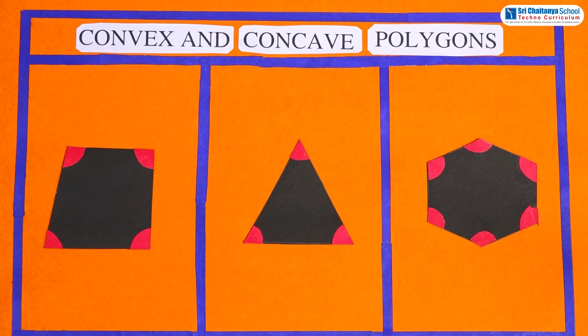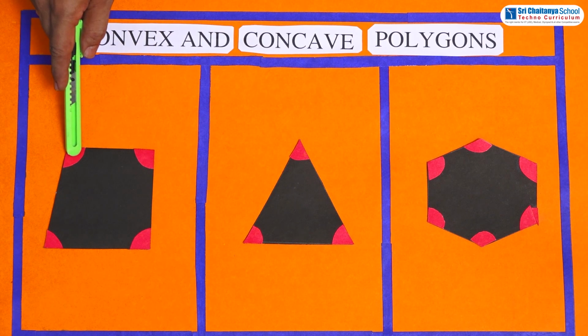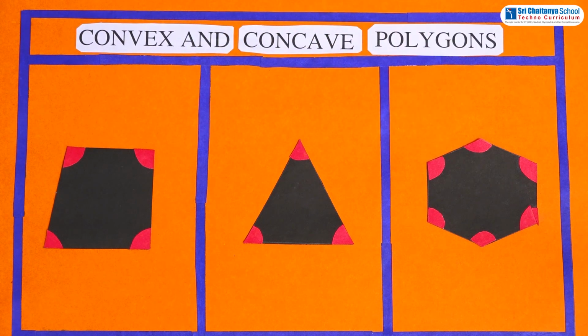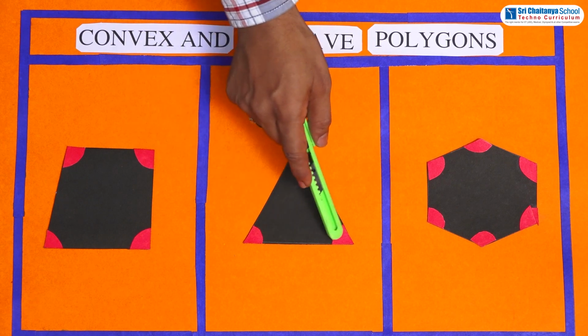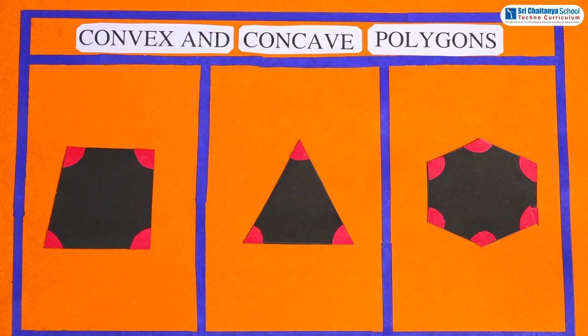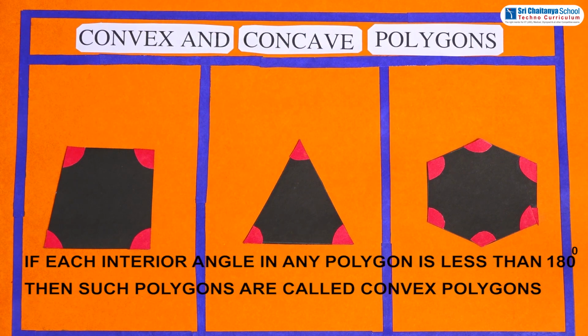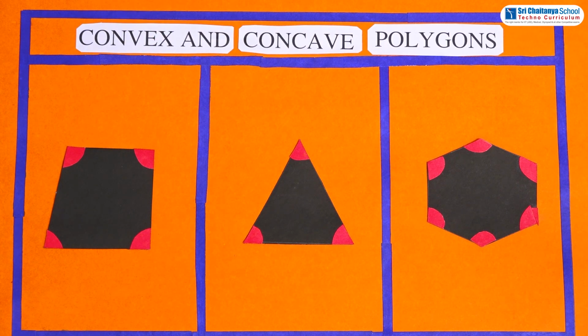See children, in these 3 polygons, what do you observe about each interior angle? Please observe, each interior angle is less than 180 degrees. Now, if each interior angle in any polygon is less than 180 degrees, then such polygons are called convex polygons. So, these 3 polygons are examples of convex polygons.